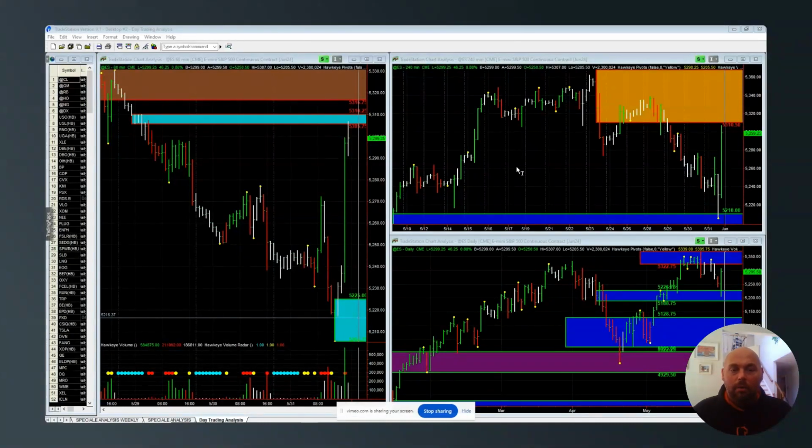But first, let me tell you what you're looking at. Again, S&P 500, the ES market. We have a 60-minute chart. This is the big, large chart off to the left. The top right is going to be a 240-minute chart. This is a 4-hour chart. And then down on the bottom, we have a daily chart.